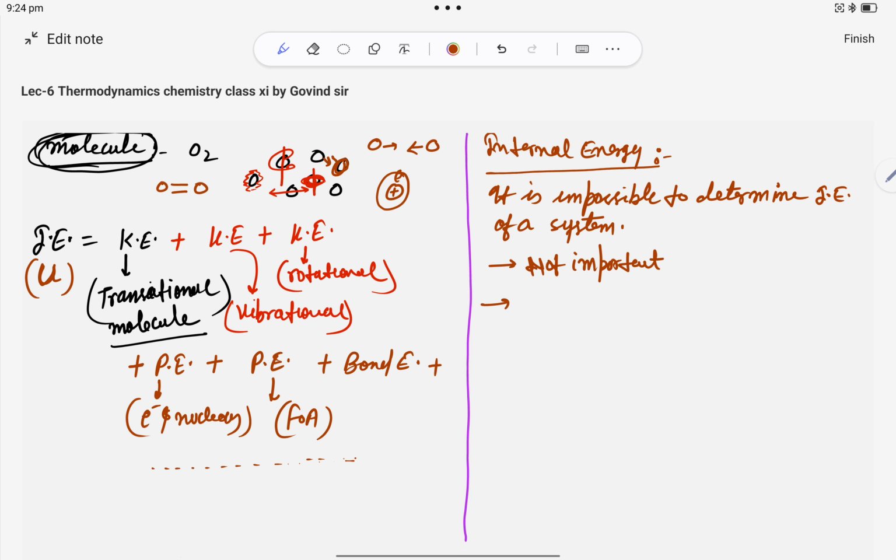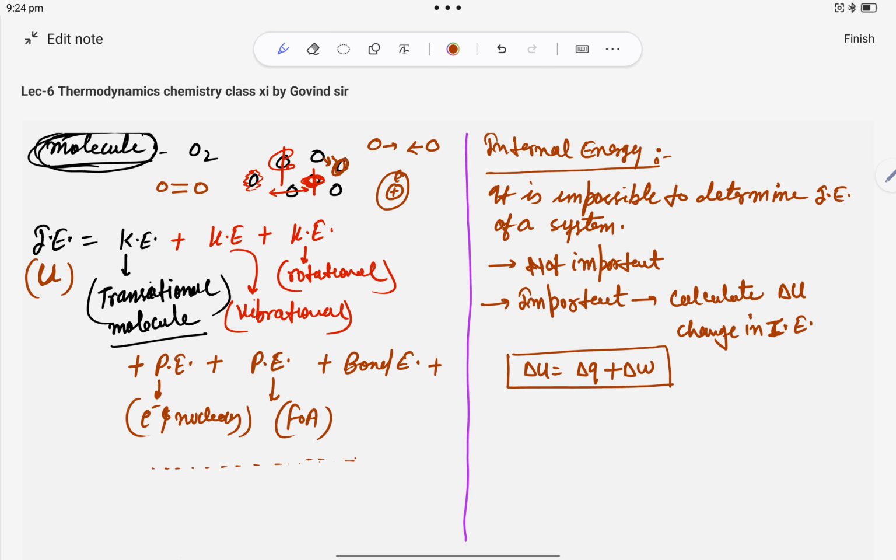So what is important for us? For us, the important part is we will calculate the change in internal energy, delta U. Change in internal energy we will calculate, because it depends upon the final and initial value. So from here, delta U is equal to delta Q plus delta W, we will apply. So children, understood the concept? That is the concept of internal energy.